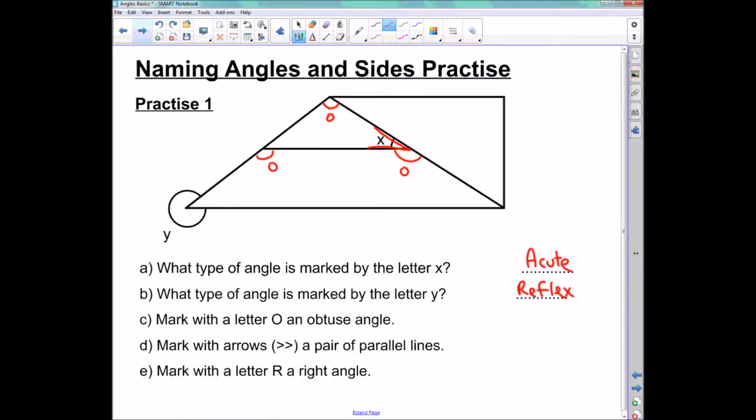Okay, question D asks you to mark with arrows a pair of parallel sides. Now again, there are 3 parallel sides that you could have chosen 2 of. So the first one is down the bottom here, second one was this one here, and lastly you could have chosen this line at the top here. If you'd chosen any 2 of those, you would have got a mark. Okay, lastly, they want you to mark with a letter R a right angle. Now, there's only one on the diagram, and that is here. So we can draw a little square and mark with an R the right angle.